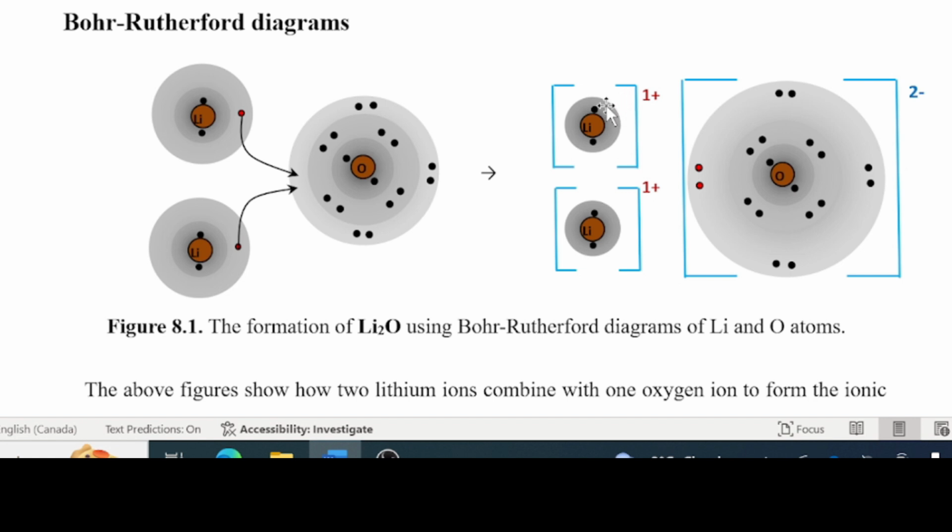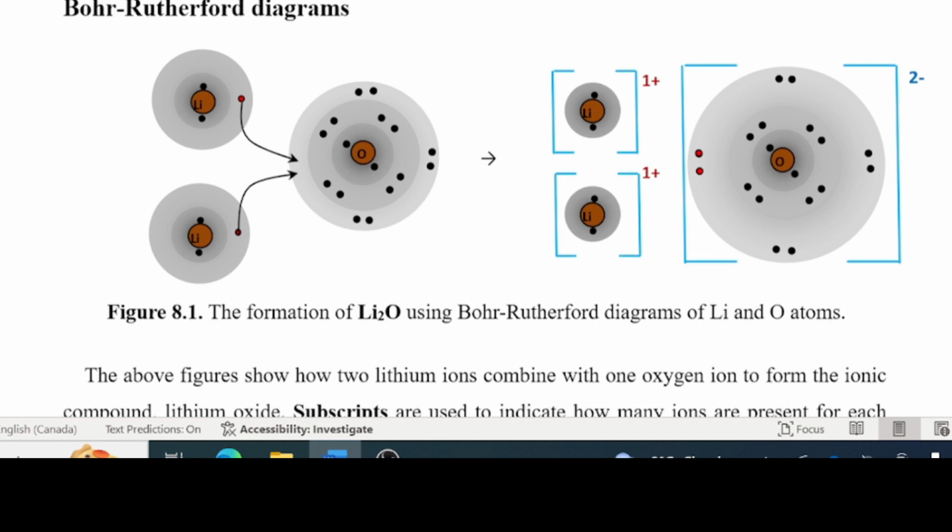each lithium atom becomes positively charged, and the oxygen here becomes 2 negative. You can see here, and you'll keep repeating this all the time, an ionic compound is electrically neutral because the sum of the positive charges here is equal and opposite to the sum of the negative charges there.